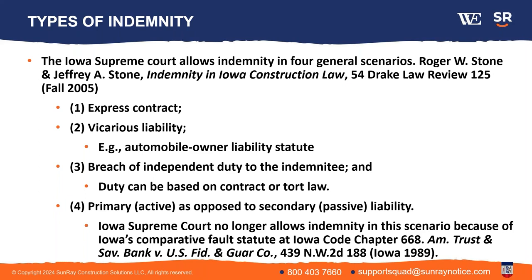The contract reference is what I talked about earlier, the implied contractual indemnity. So even if you don't have an express indemnity provision, you could still have contractual based implied indemnity. And the fourth main area is this primary versus secondary liability, active passive. That is essentially out in Iowa now, but it used to be a fourth area. There's a comparative fault statute in Iowa that essentially replaced that. So essentially in Iowa you have three main areas of indemnity. The fourth is no longer really valid.